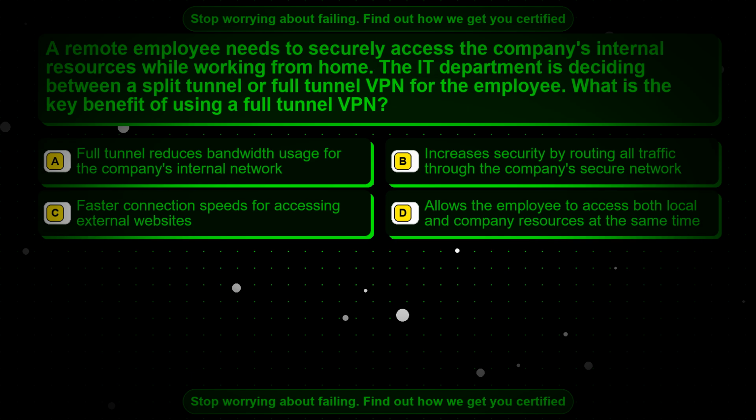Question 11. A remote employee needs to securely access the company's internal resources while working from home. The IT department is deciding between a split tunnel or full tunnel VPN for the employee. What is the key benefit of using a full tunnel VPN? Option A. Full tunnel reduces bandwidth usage for the company's internal network. Option B. Increases security by routing all traffic through the company's secure network. Option C. Faster connection speeds for accessing external websites. Option D. Allows the employee to access both local and company resources at the same time.